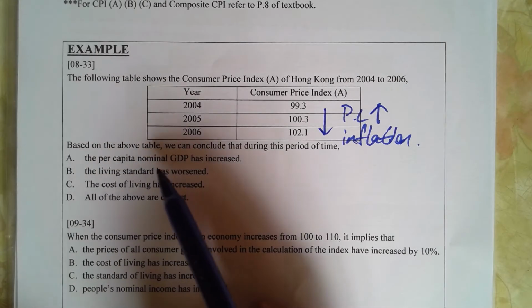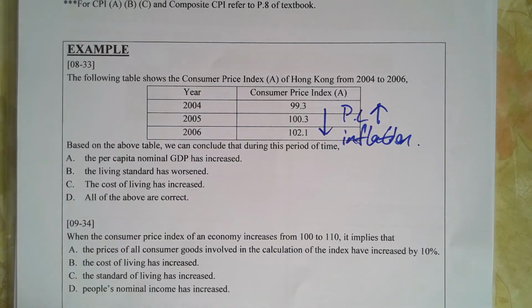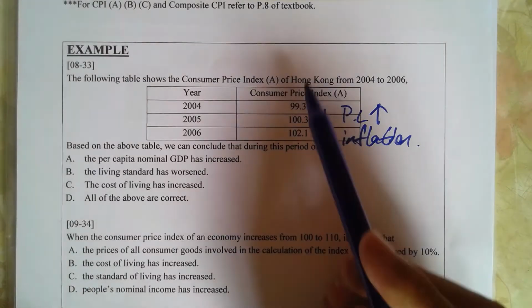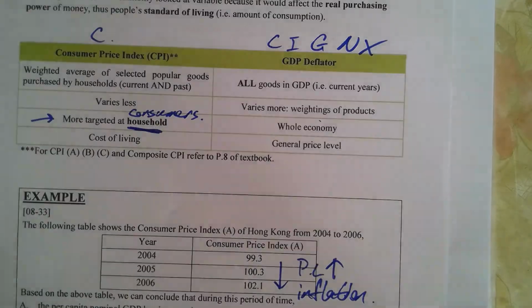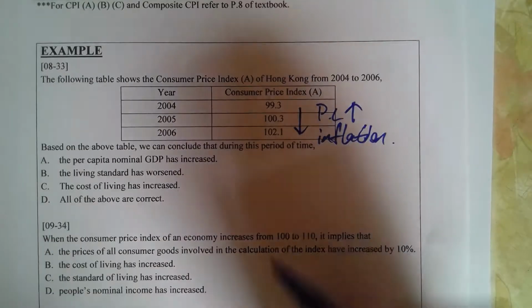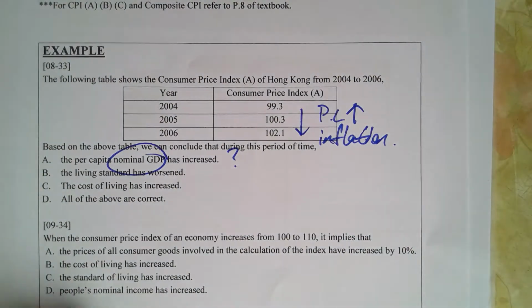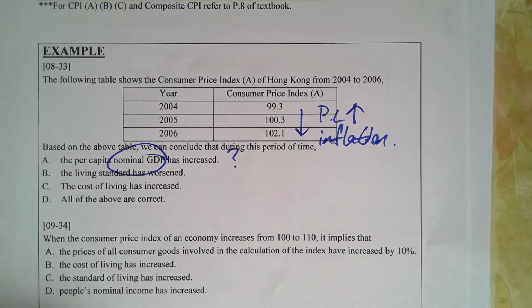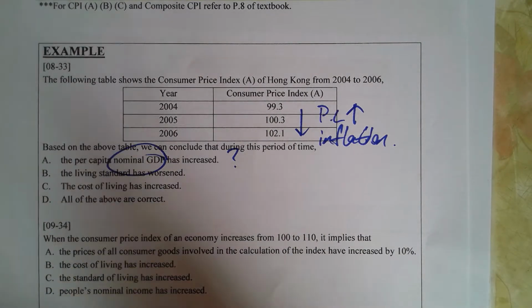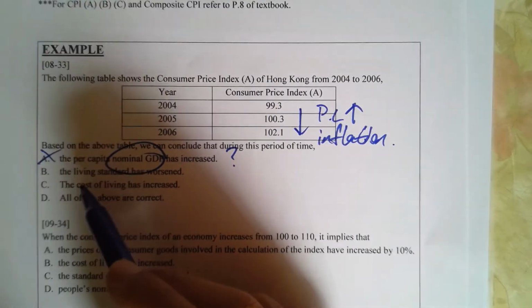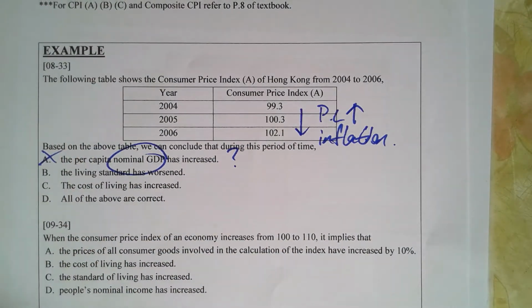Now, first one, per capita nominal GDP has increased. Now, remember, we talk about CPI, we talk about GDP deflator. We are only talking about price level. We do not know anything about nominal GDP. 我鬼知佢 GDP 升咗定跌咗啊！We are only concerned with price level, not GDP. Okay, so not A. Now B, living standard has worsened.